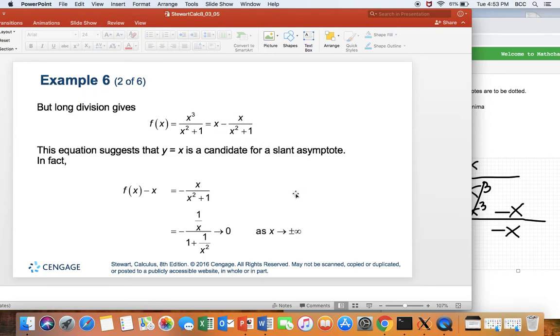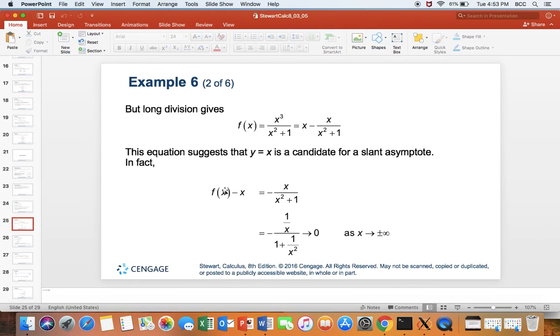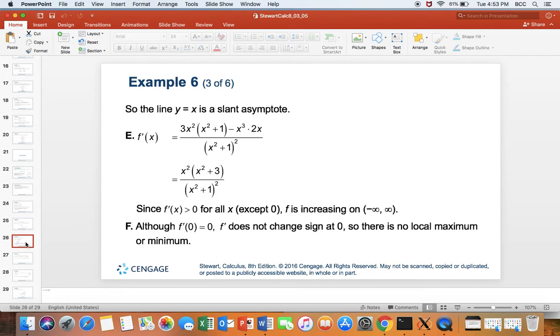Okay. So this tells me the following. Suppose I take f(x) minus x. I'm left with this. Now take the limit of this quantity as x approaches infinity. Aha. Divide numerator and denominator by the highest power, that is x squared. 1 over x upstairs, 1 over 1 plus 1 over x squared downstairs. All of that goes to 0 over 1, which is 0. In other words, x is a slant asymptote for f.